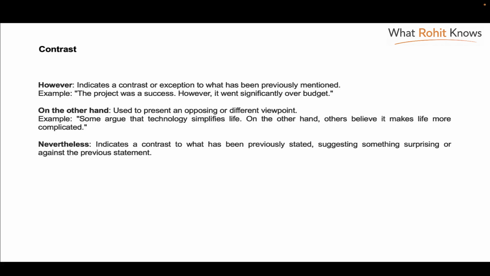Next one, nevertheless. It indicates a contrast to what has been previously stated, suggesting something surprising or against the previous statement. So this is also a contrast. It's like saying that this happened, but still this other thing could happen, nevertheless. It means it was not expected because of what you mentioned in the first sentence, but something surprising, the other thing, could still happen. So when you have to show that relation, you will use nevertheless.